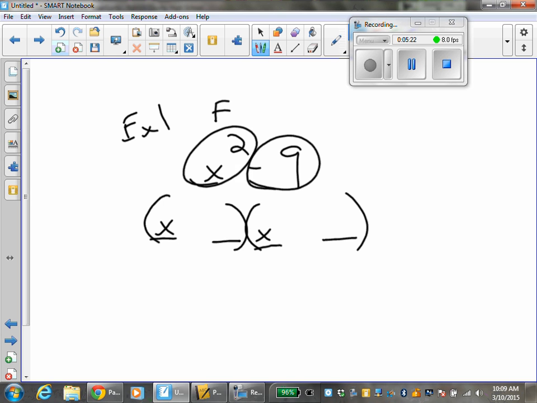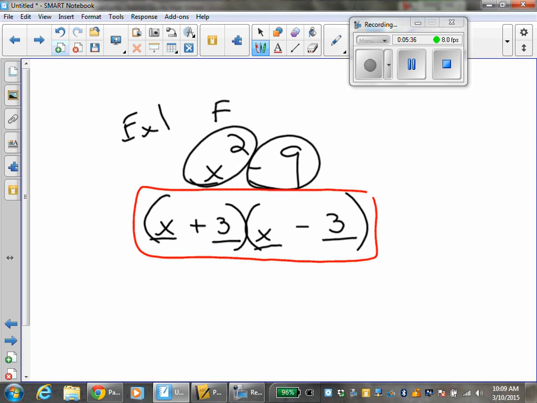So what will we use for 9? We'll use 3 and 3. So we're going to use plus 3 and minus 3. And everybody says, will it always be the square root of it? Yes. Because if you check it, and this is your answer, by the way, you're done. One of the factors is x plus 3, and one of the factors is x minus 3. If we check it, how would I check this?